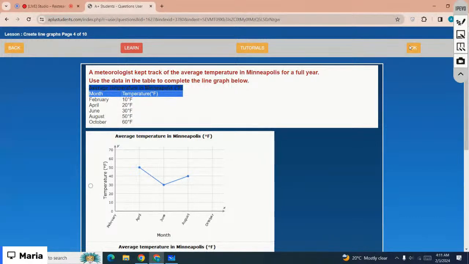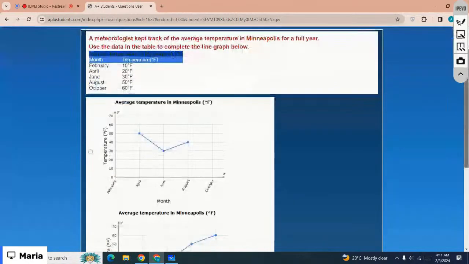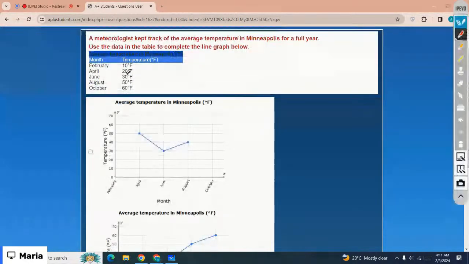Okay, I'll explain again. Just listen to me carefully, right? You are given the table of values. You are given the months and the temperature in those months. So just look at the first graph. You just have to match these points with the values given in the table, right?